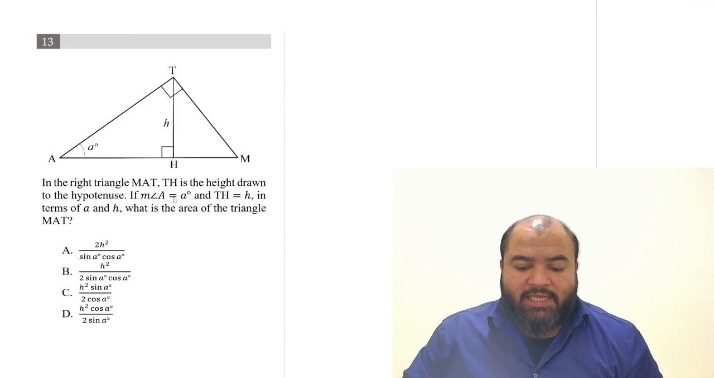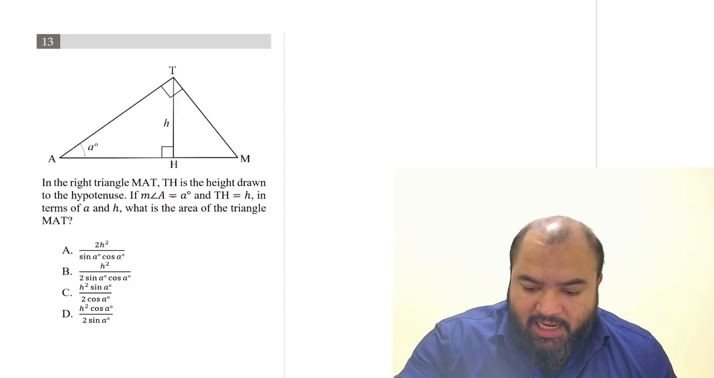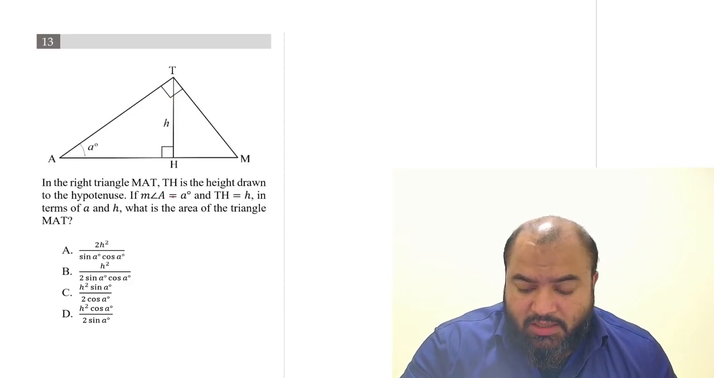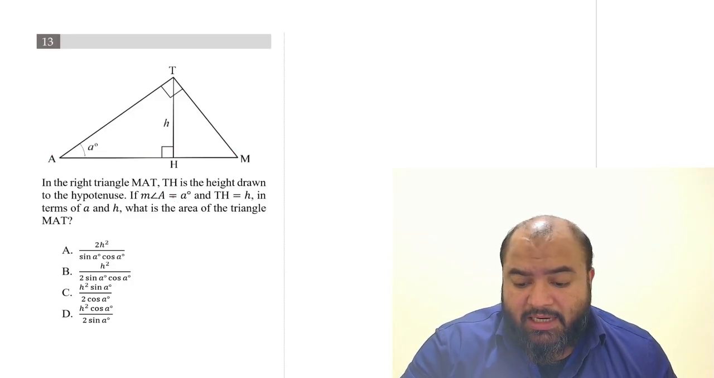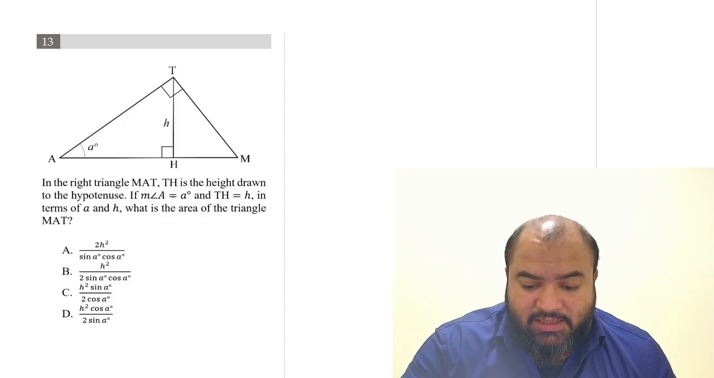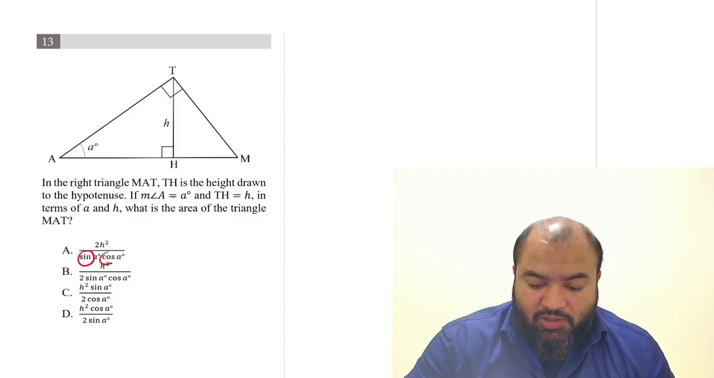Alright, question 13. It says in the right triangle MAT, which is the whole thing, TH is the height. I can see that. Now, drawn to the hypotenuse. Okay, so this is the hypotenuse. Now, angle A is A. Now, TH is H. Now, in terms of A and H, what is the area of the triangle? So we have to find the area of the triangle. But if you look at the options, all of them have sine and cosine. So we have to bring both.